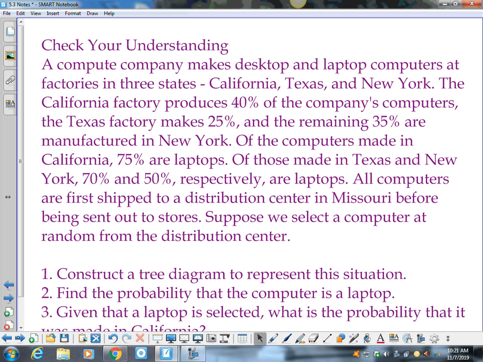Okay, so number 1 says construct a tree. Number 2 says find the probability that the computer is a laptop. And number 3 says given that the laptop is selected, what's the probability that it was made in California?